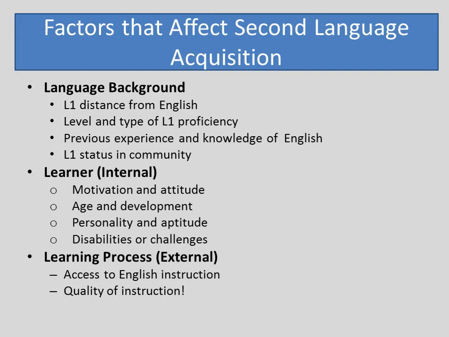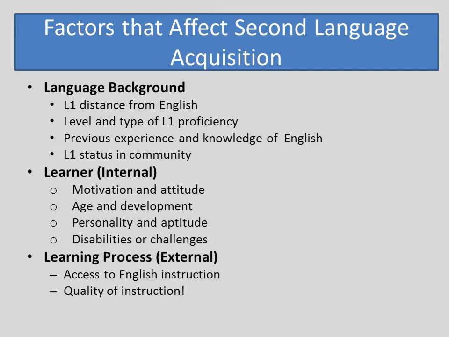And then it's also important to consider the language 1 status in the community. How does that student's home language factor in the community? Is it a prestige language, or is it a language that's seen as more a language of the poor or common people? And that sort of impact is going to be felt as a student is learning English coming from their background. So internally, inside the learner, we have a couple of factors, like the motivation.